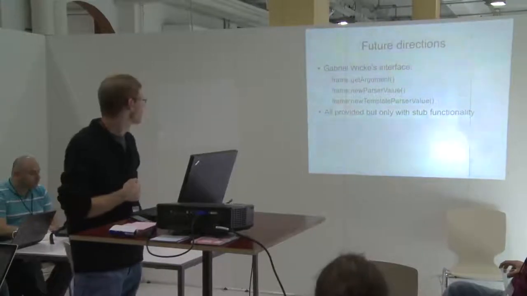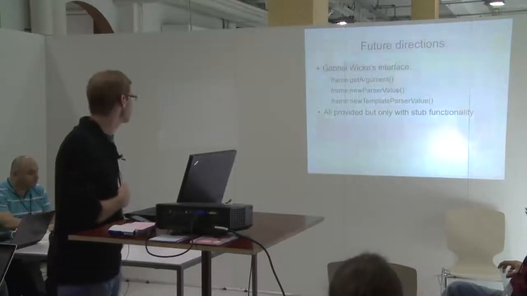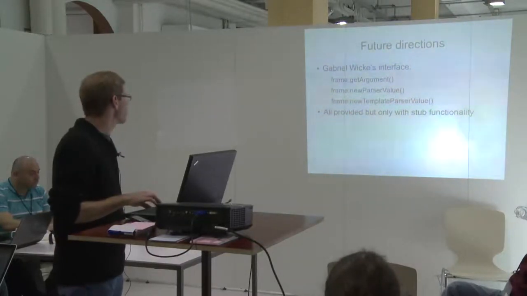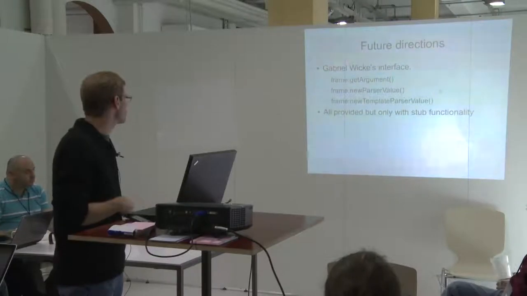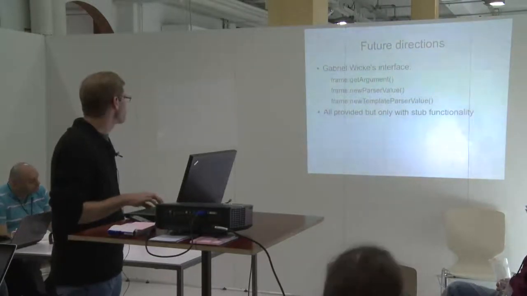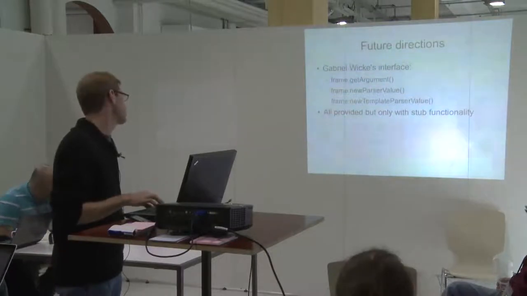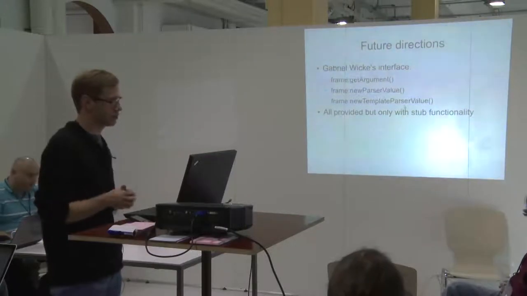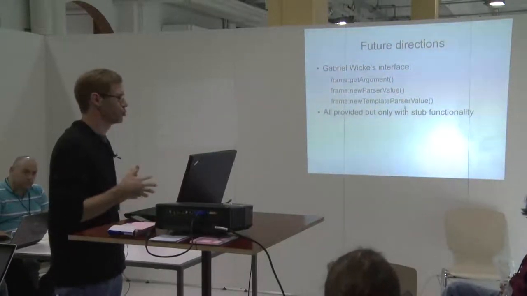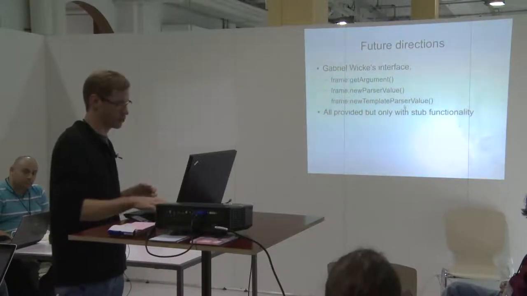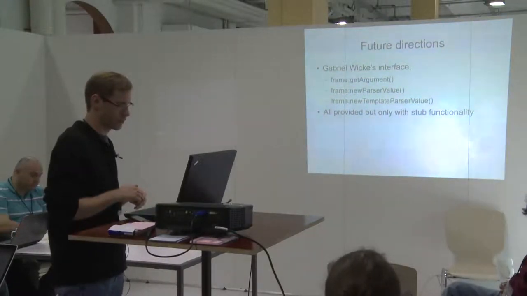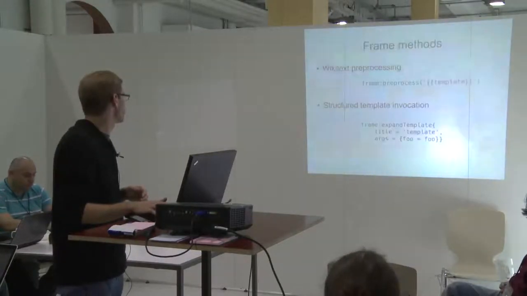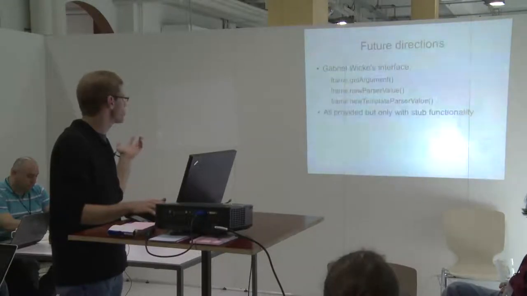There are a few other methods in the frame which are aimed at future expansion. There was a wikitech-l post about that a few weeks ago. Get argument, new parser value, and new template parser value all return an object which can later be expanded to wikitext. So they provide a two-step process to do the previous functions instead of a one-step process. They're all provided, but they don't do anything that you can't already do with the other methods that I've mentioned.